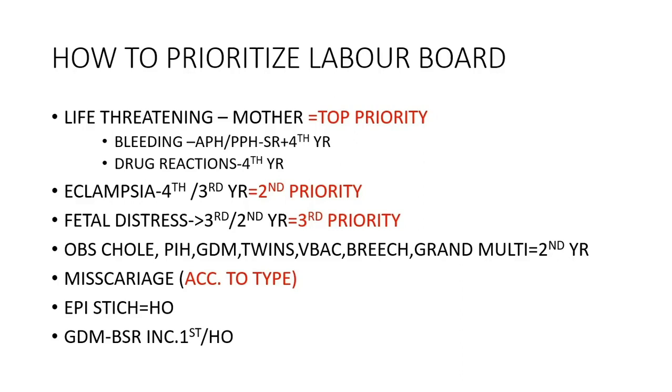The next priority should be any patient who is laboring along with any comorbidities like oligohydramnios, polyhydramnios, PIH, GDM, twins, VBAC, breech, grand multipara, and it should be assigned to the third year or second year. While talking about miscarriages, you should know that the miscarriage should be assigned according to the type.